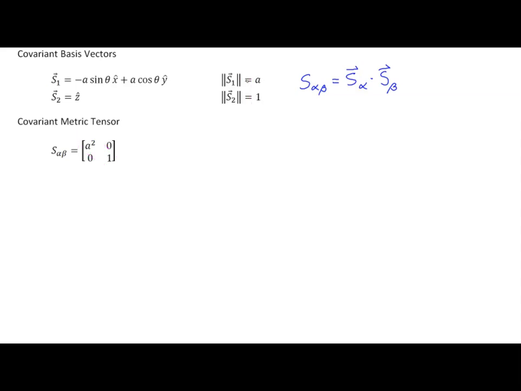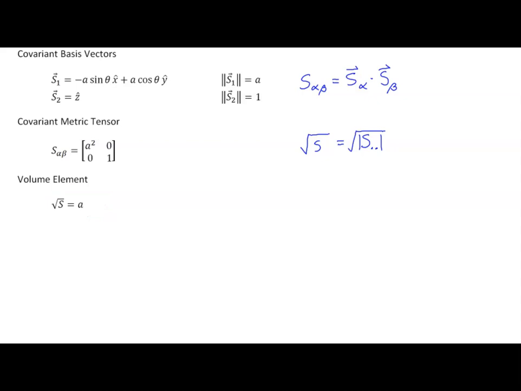Next thing, let's calculate, what do we want to do next? I guess the volume element. So the volume element, square root of s, is just the square root of the determinant of this tensor. And that determinant's easy since it's a diagonal matrix. We just multiply the diagonal elements together. So the determinant's a squared, so the square root of s is going to be simply a. So there's our volume element.